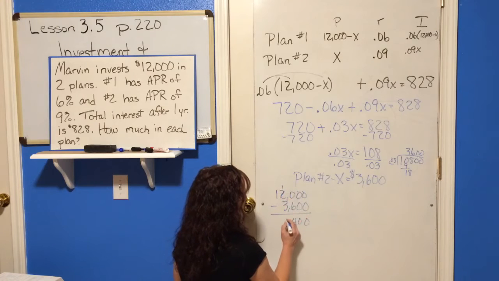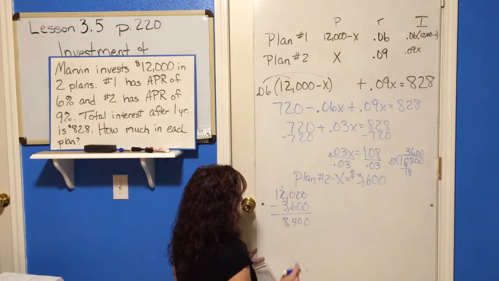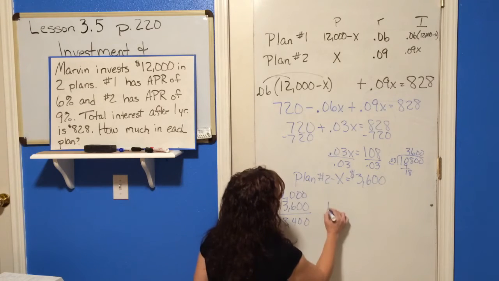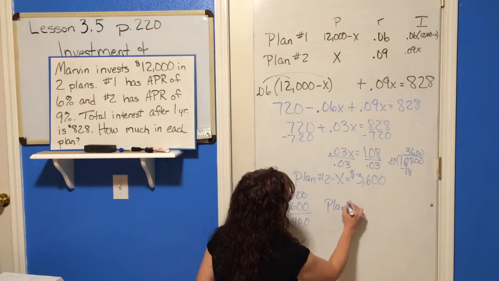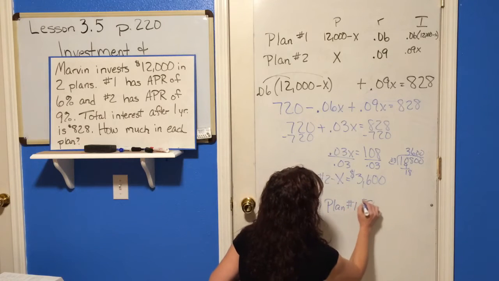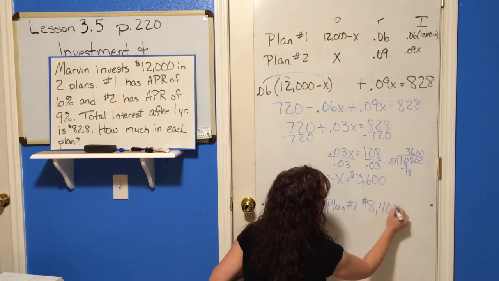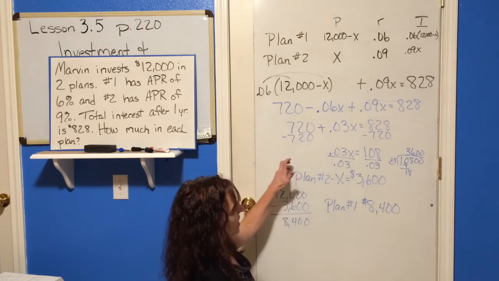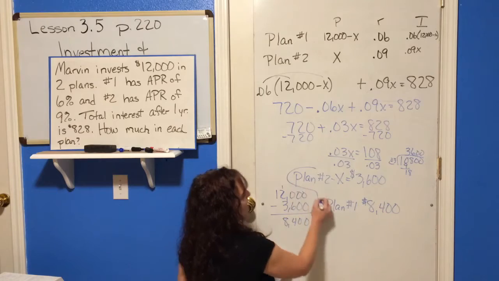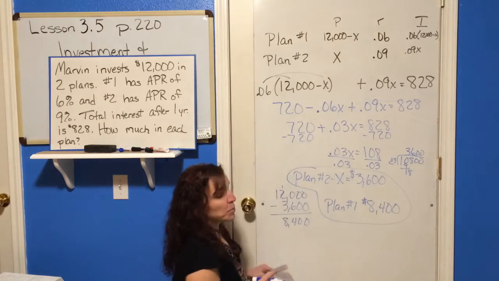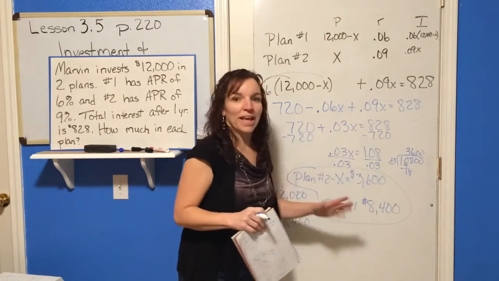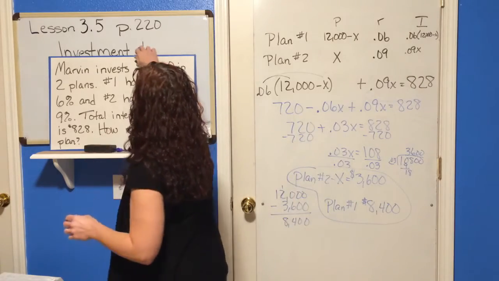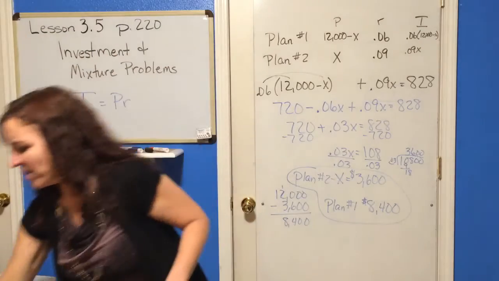Is that a 9? 8. So the plan number 1, he invested 8,400. You can also list them instead of saying plan 1 and plan 2. You can say the 6% and the 9%. But make sure that you have it labeled money, and labeled which plan it goes with. All right? Okay. Easy, we're halfway there.